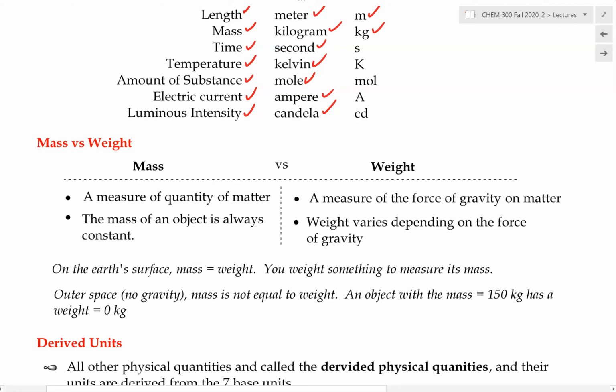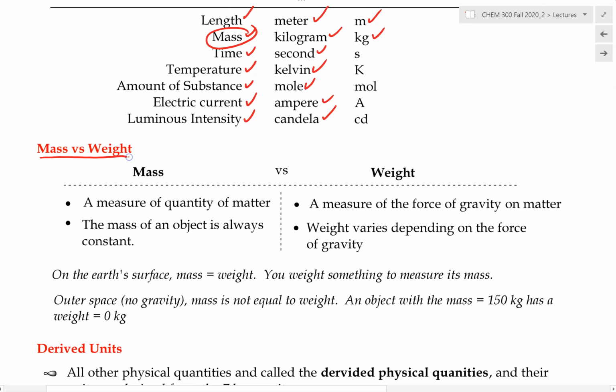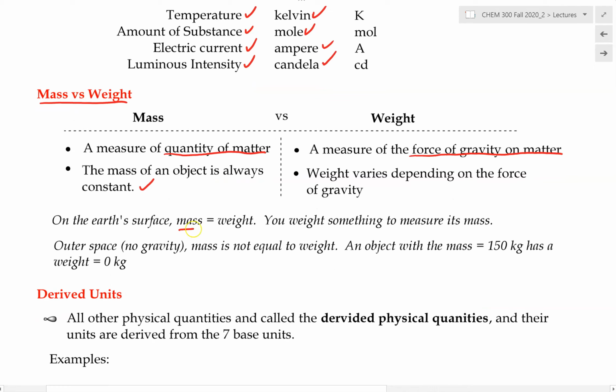Now let's focus on some of this physical quantity, and one that is important for us to go over would then be mass. And now mass is actually different than weight. So please remember that. Mass is basically a measure of a quantity of matter, versus weight is basically the measure of the force of gravity on matter. So weight is basically gravity dependent, versus mass, it is always constant. So the mass of an object is always constant, versus the weight of an object varies dependent on the force of gravity.